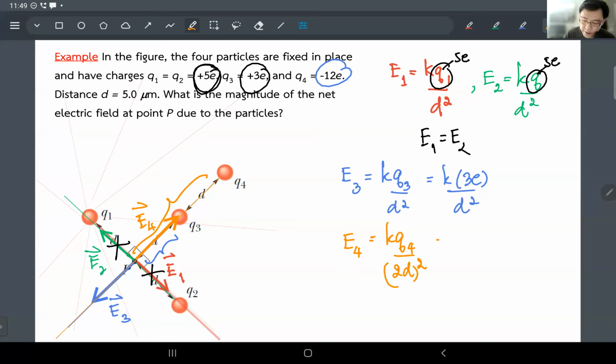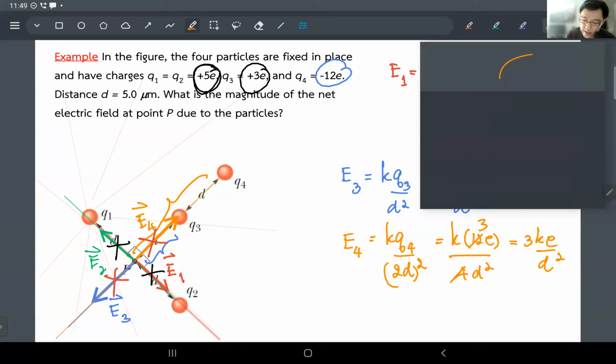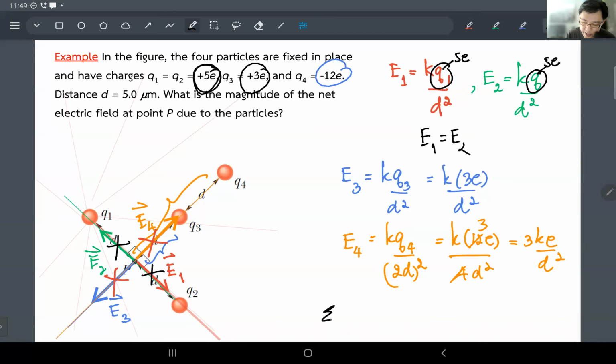So now substitute in the value. Q4 is 12e. I don't have to take the negative sign in anymore. I know the direction already. Over 4D squared. So let me chop here. I get 3KE over D squared. By accident, if you notice, the magnitude of the E3 and E4 are exactly the same, but they are pointing in the opposite direction. Cool. What does it mean? These two also cancel. So in conclusion, your net electric field at point P is 0, and you are done.